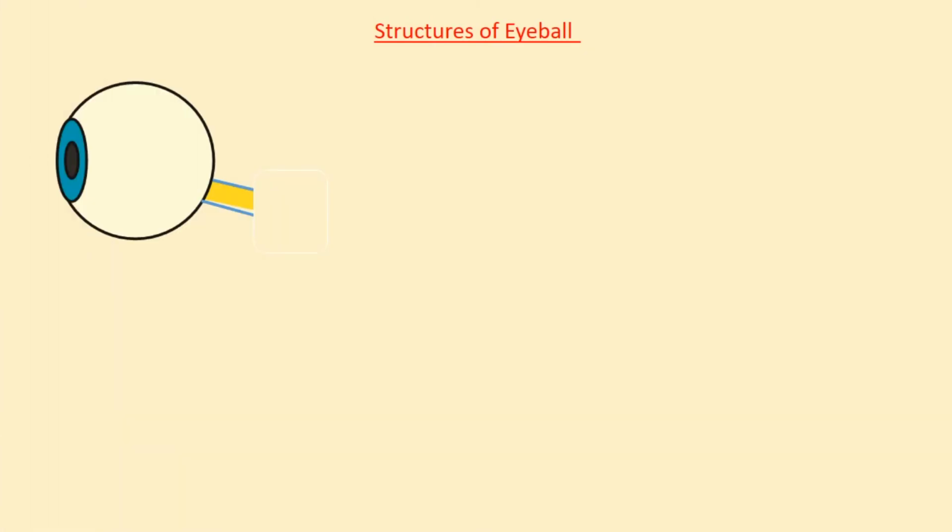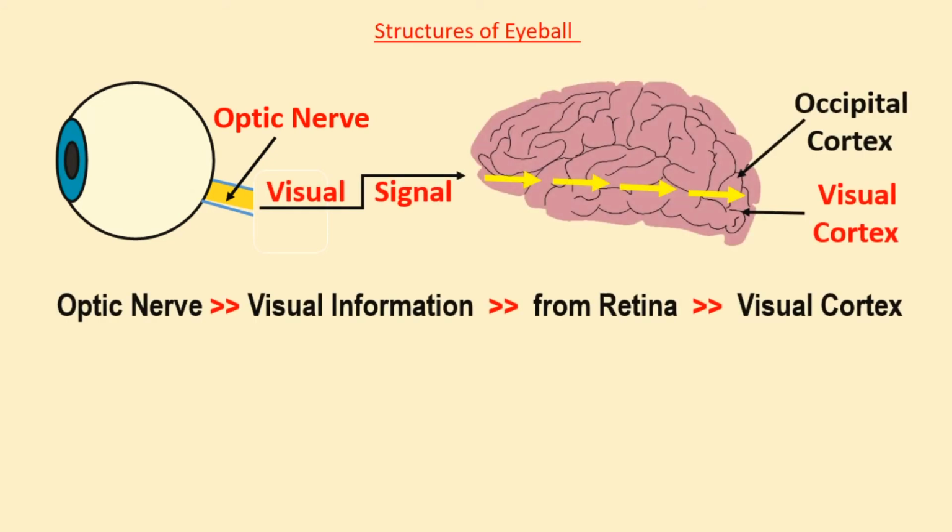On the back of the eye, a long cord-like structure can be seen. This is optic nerve. This nerve is the second cranial nerve of the 12 cranial nerves. This nerve carries visual information or signal from retina towards the back side of the brain called visual cortex. The visual cortex is situated in occipital cortex or the back portion of the brain. The total length of optic nerve is between 48 to 50 millimeter.